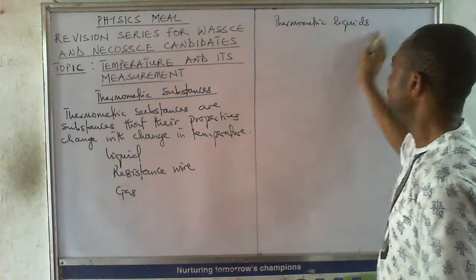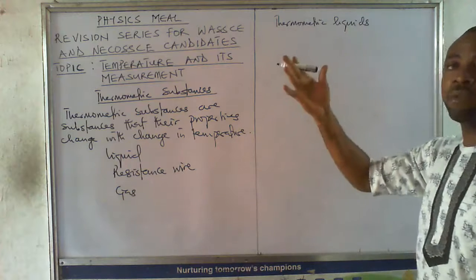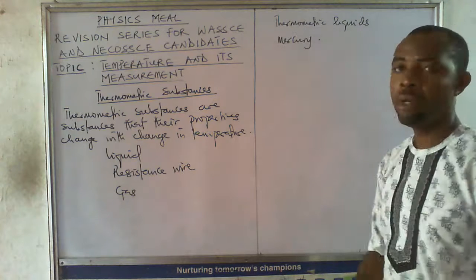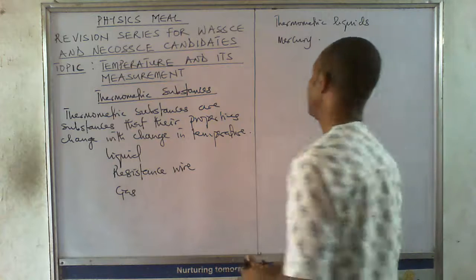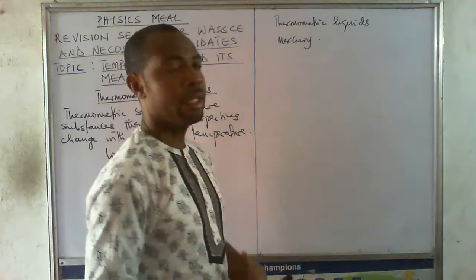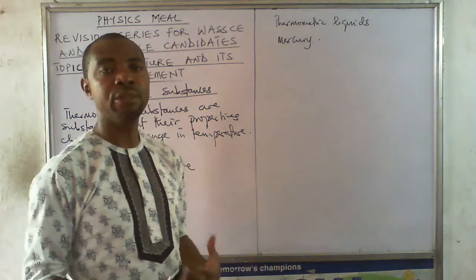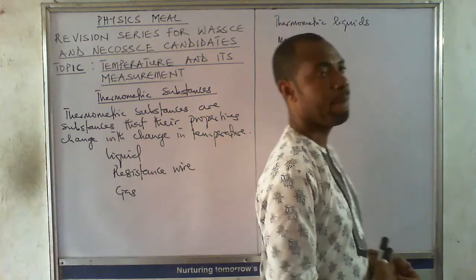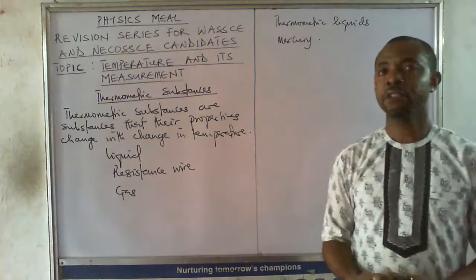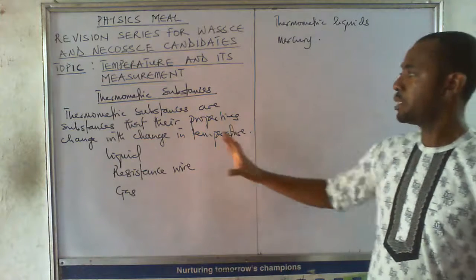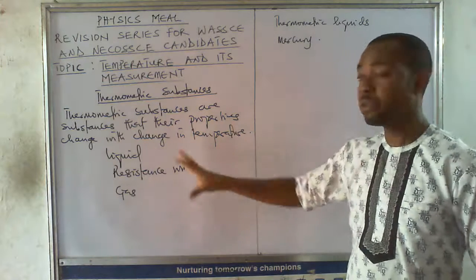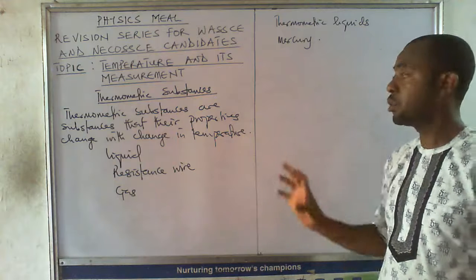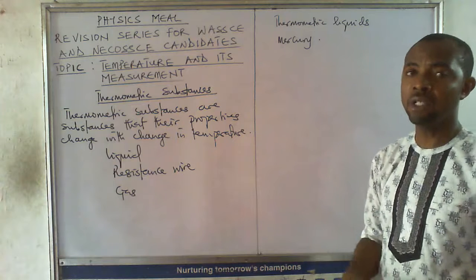Now, for liquids, we normally refer to them as thermometric liquids. And we say that the best of the thermometric liquids is the liquid we call mercury. Somebody will be asking why. There are properties that these thermometric liquids actually have. So based on these thermometric substances, we are going to look at the three types of thermometers we want to carry out calculations on.